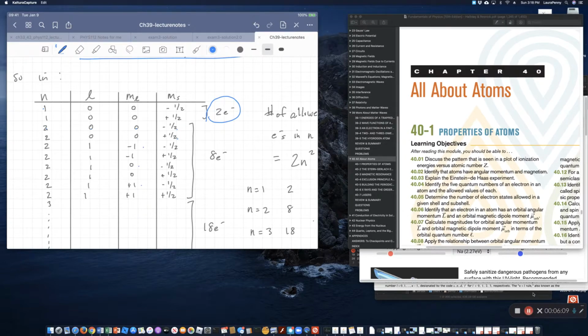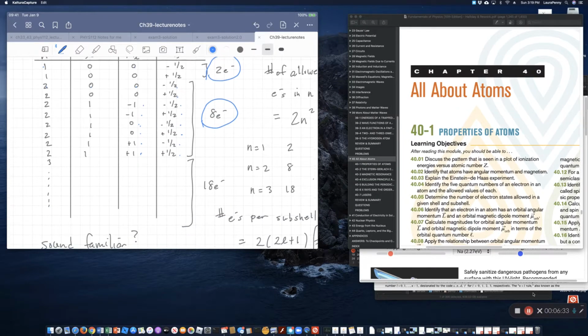And for each of those m sub L's, there's a negative 1/2 and a plus 1/2, a negative 1/2 and a plus 1/2, a negative 1/2 and a plus 1/2. And then all 8 of these electrons have a different set of 4 quantum numbers. So there are 8 allowed electrons in the n equals 2 state.